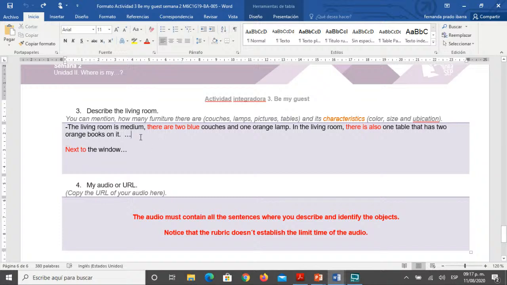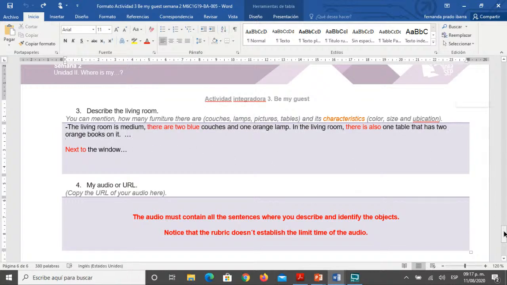Okay, so the sentences don't have to be so long, but they have to show the grammatical notions about there are, there is, and the prepositions. Okay, not too long, just one sentence is enough.